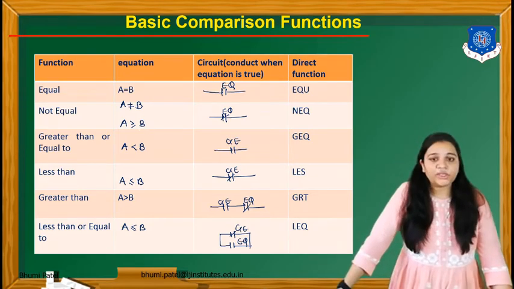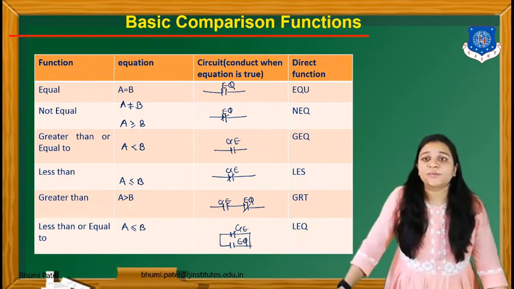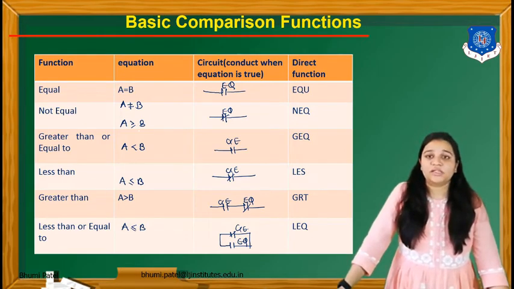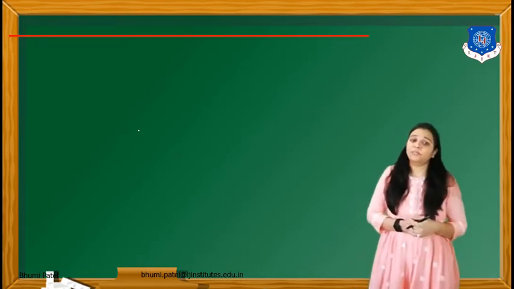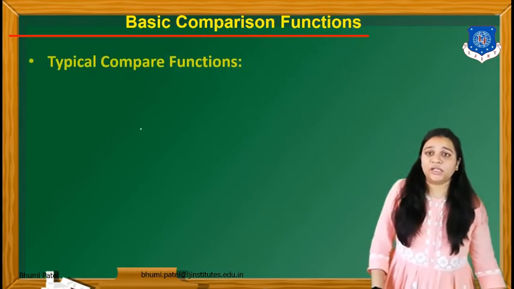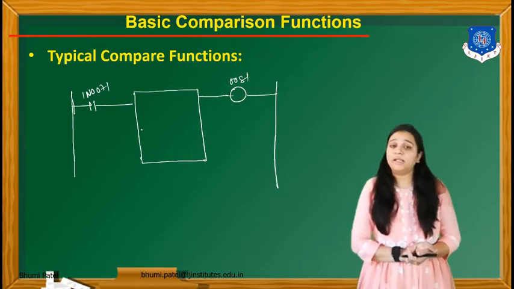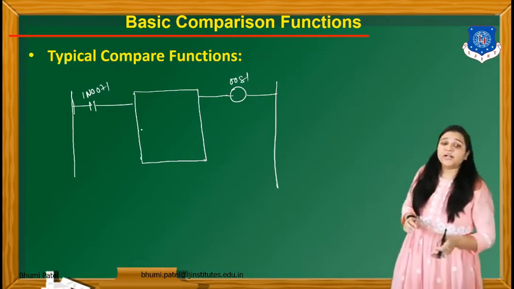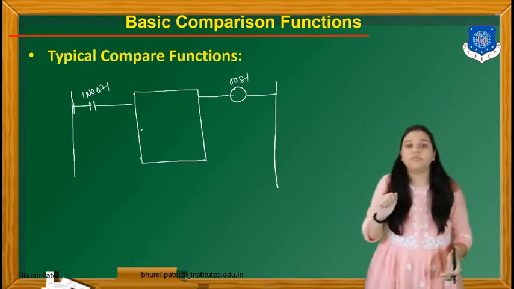So depending upon the program, we have to use different types of circuits for the comparison function. Clear? Next, we will study the different types of comparison function using the ladder diagram. The first is the typical comparison function. Here we draw a ladder diagram for the typical compare function. The compulsory condition is that we connect only one input and one output.